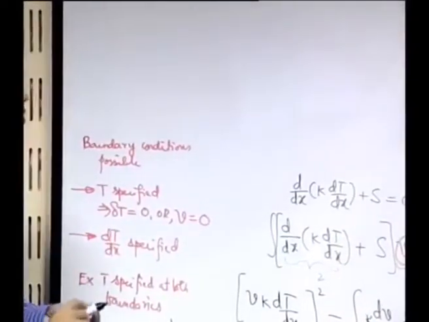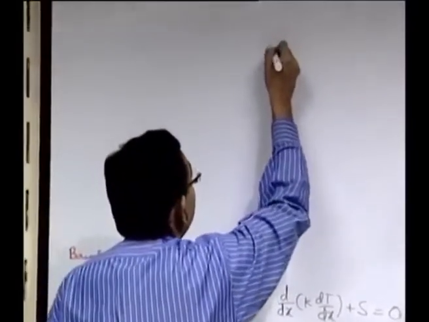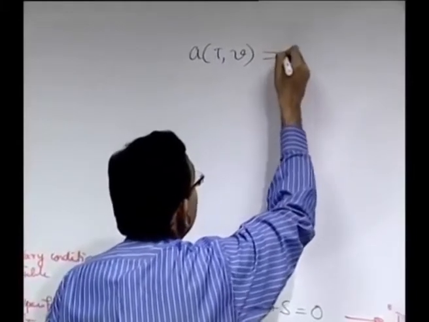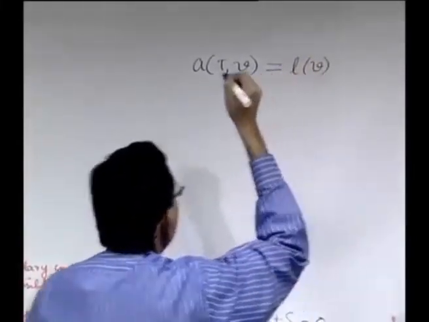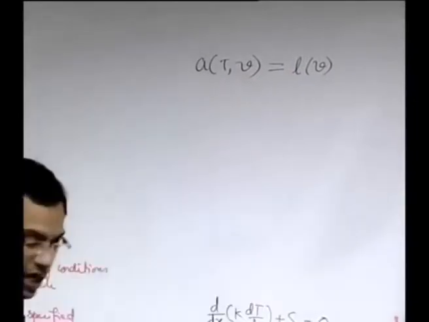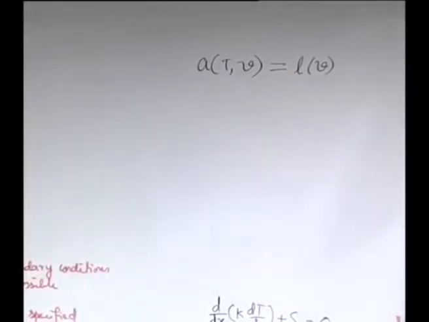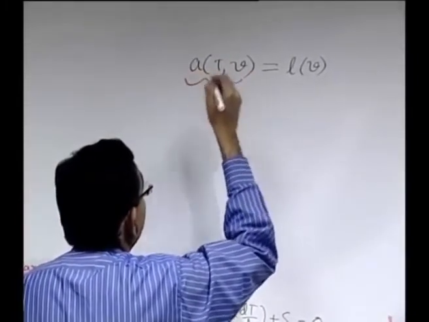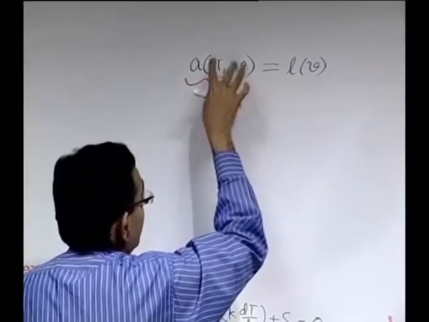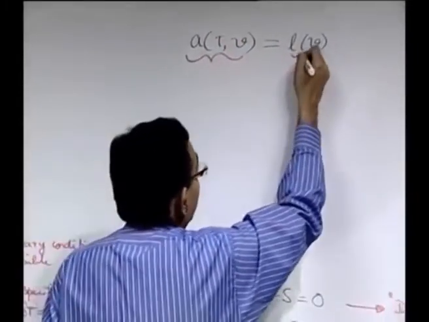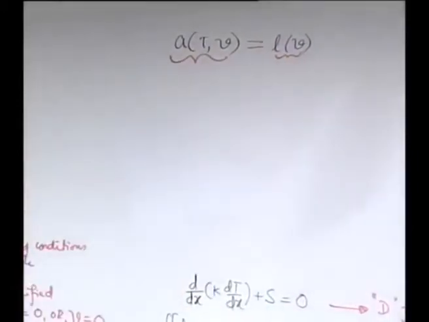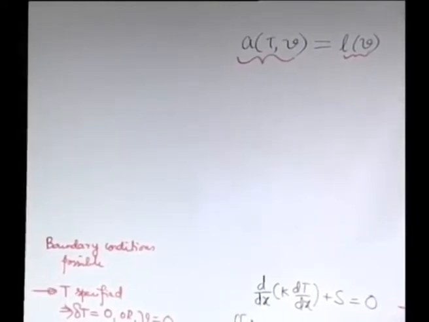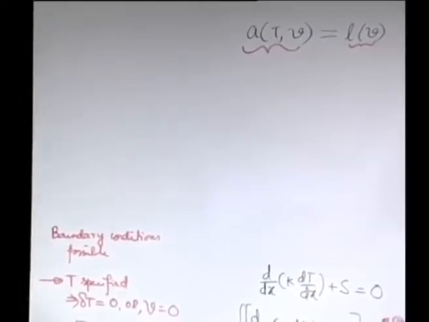The V form we generically write in this way, A(T, V) is equal to L(V), where A is a bilinear operator. We will see what a bilinear operator is in this case. It is an operator involving two functions, and L is a linear operator which involves only one function. Why linear, why bilinear, or what are the implications of this? Let us make certain observations.